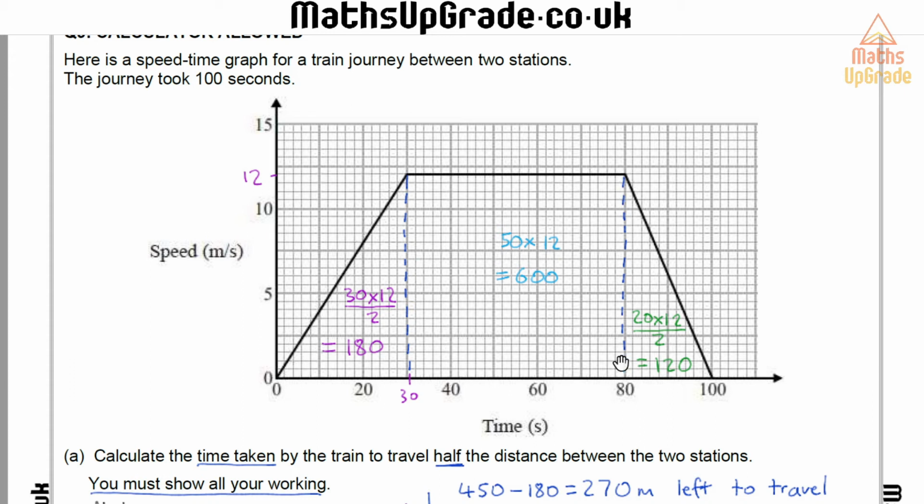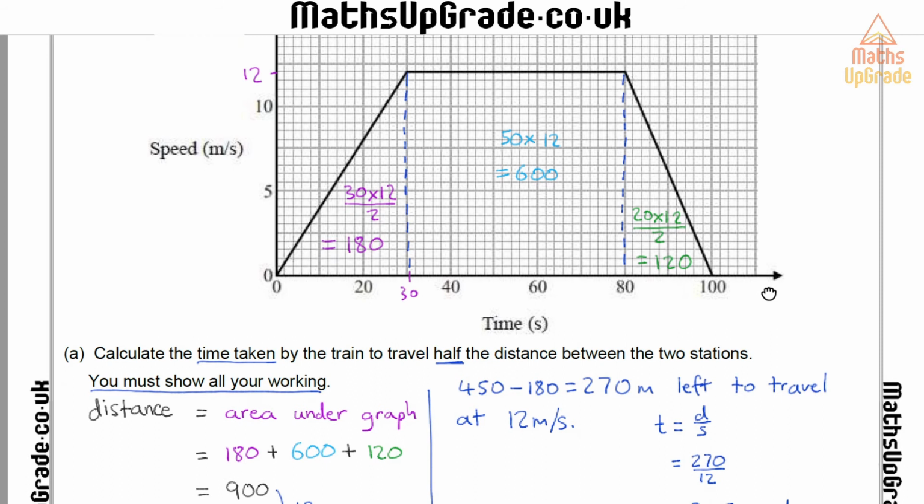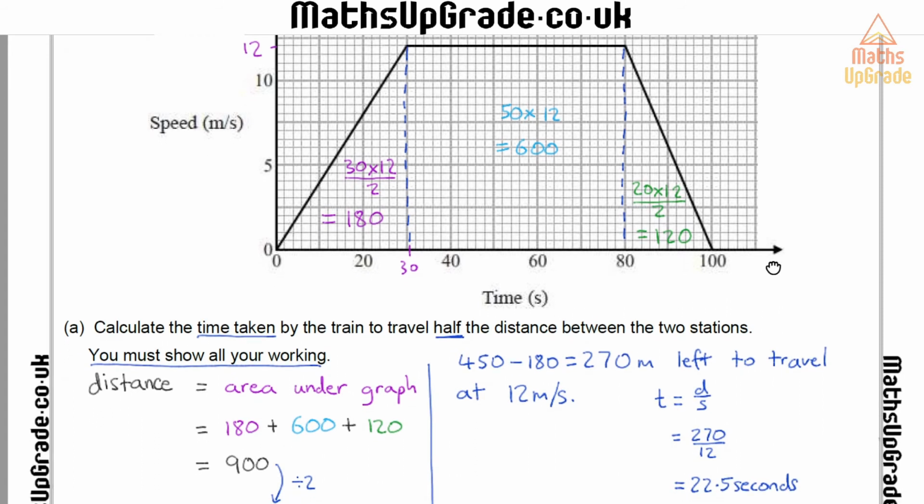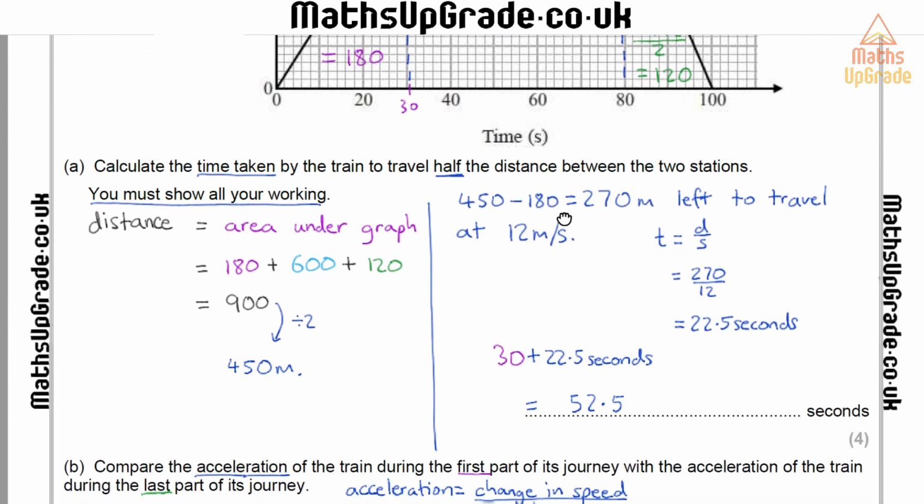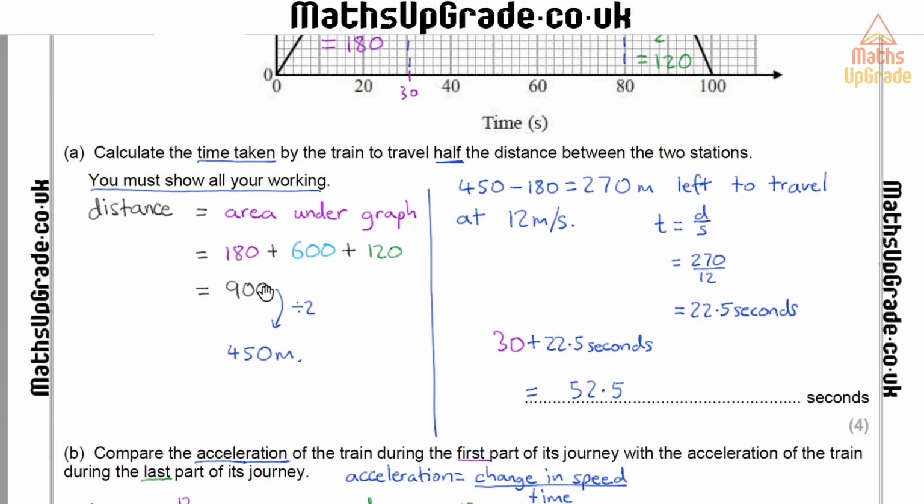And the area of this triangle is base times height divided by 2. The base you can see is 20 and the height is 12. 20 times 12 divided by 2 is 120. So the distance is the total area under the graph, which is 180, add 600, add 120. So that there is 900.